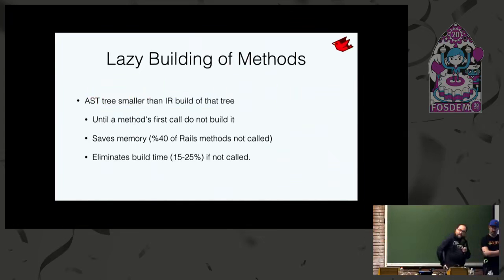Well, we realized that the AST tree in memory was quite a bit smaller than our IR, so we decided to get lazy, and until the first method was called, we didn't actually build the IR itself. It was mostly a memory optimization, but it did actually improve startup a little bit.